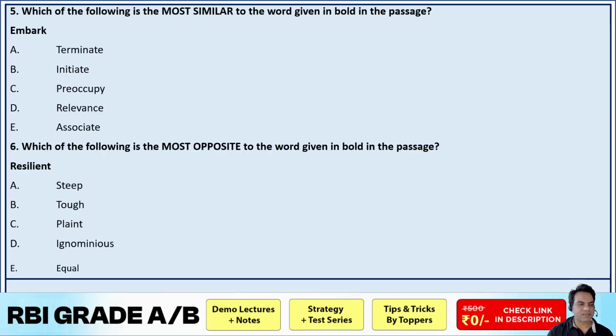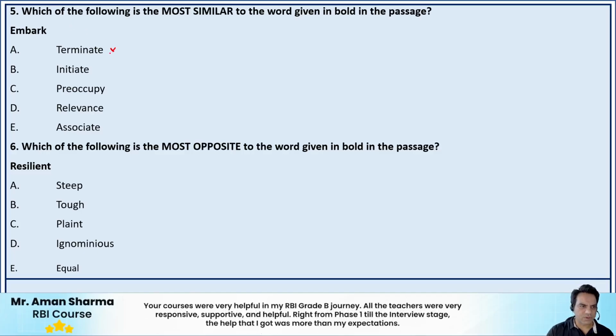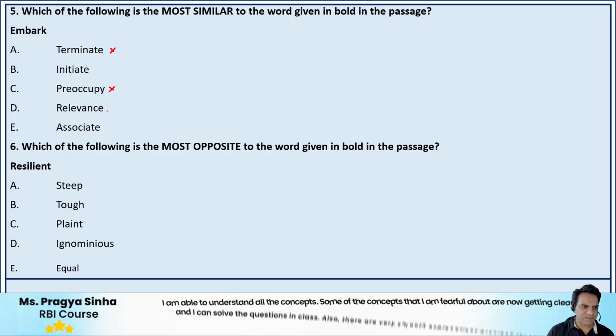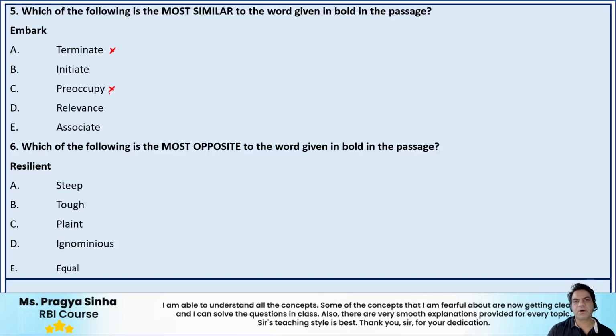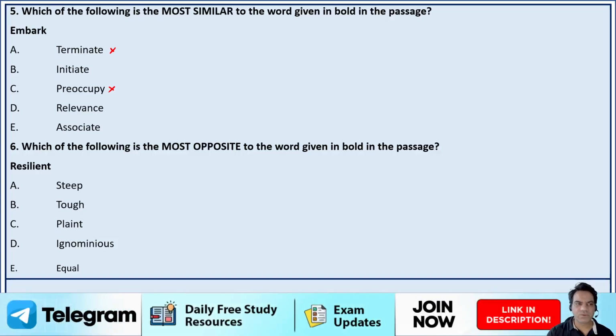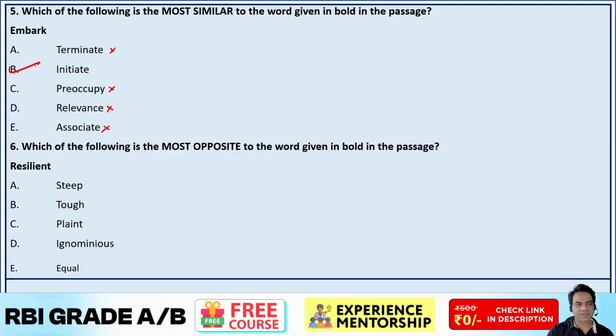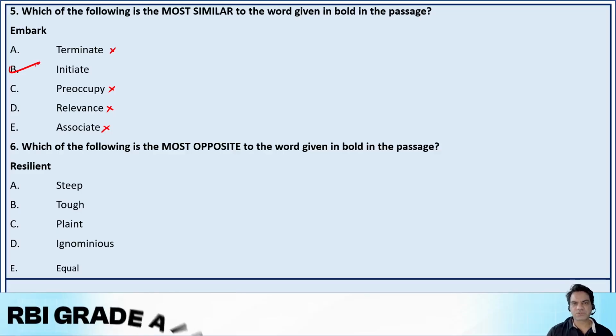We have to find the synonym of embark. Embark means to start a journey. So terminate, no. Opposite, initiate, yes. Preoccupy, no. What is preoccupy? To occupy means to own something. Preoccupy is when you already own something. Relevance, how relevant it is? No. Associate is to make an association. No. The correct answer is initiate. So embark means to initiate, to start a journey.